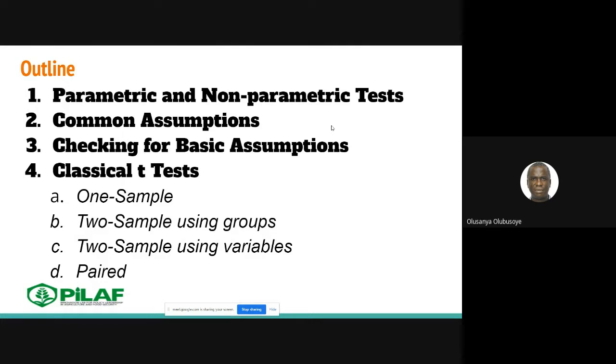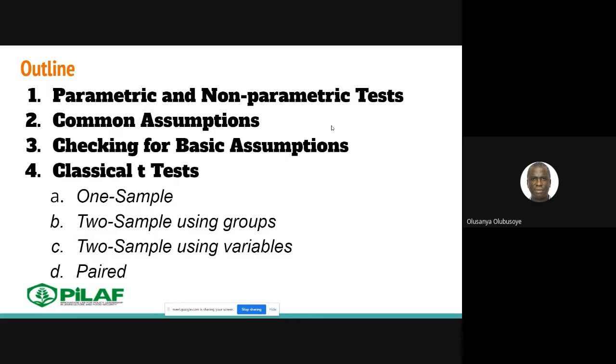So in Stata, I will let you know where the two of them can be accessed, and possibly you'll be able to run analysis using them if the need arises. So in the t-test, Stata provides 4 categories of t-test. The one sample, the 2 sample using groups. We'll explain those things later. And then the 2 sample using variables, and then the paired.